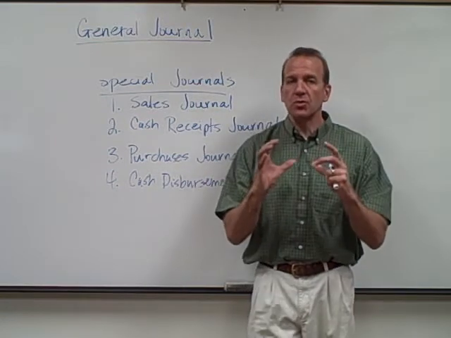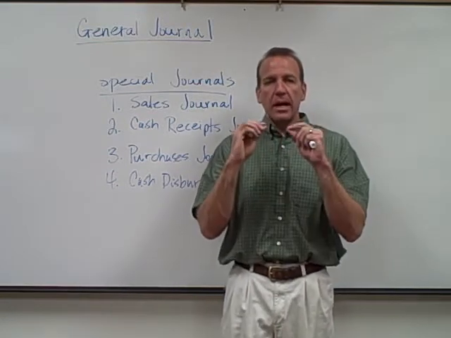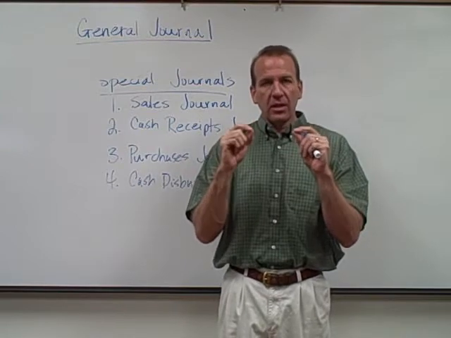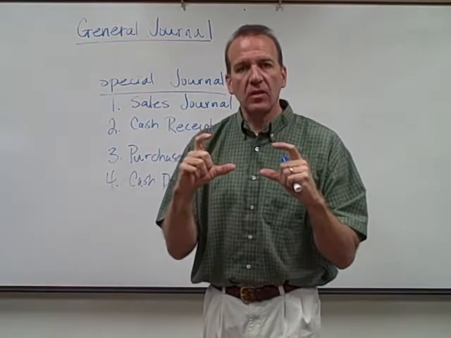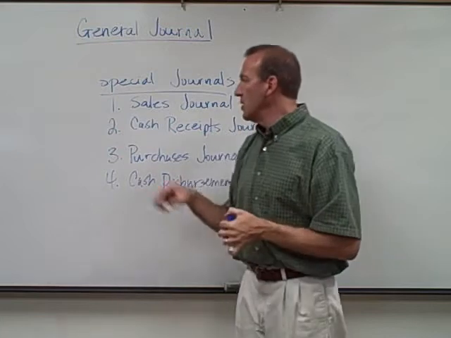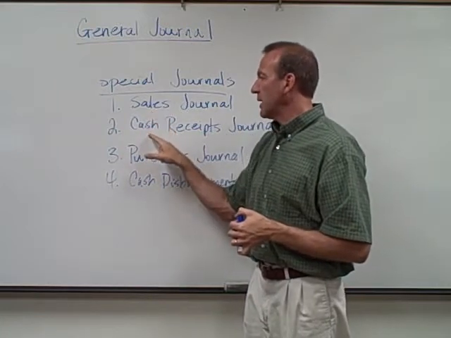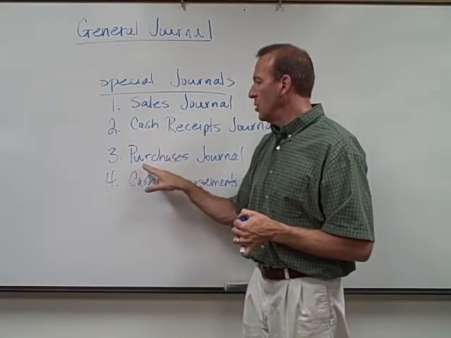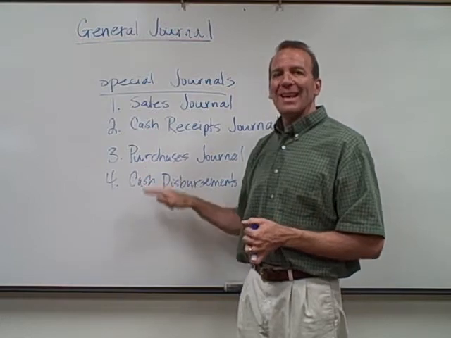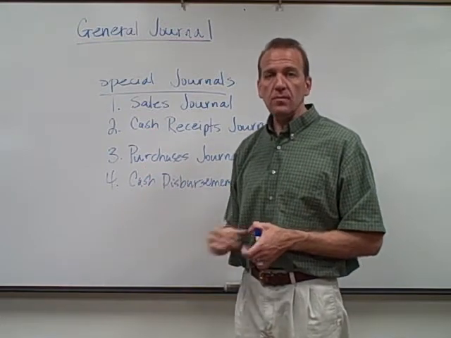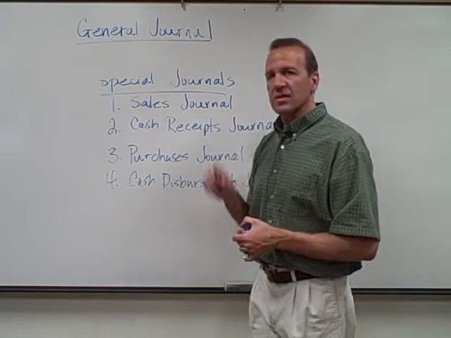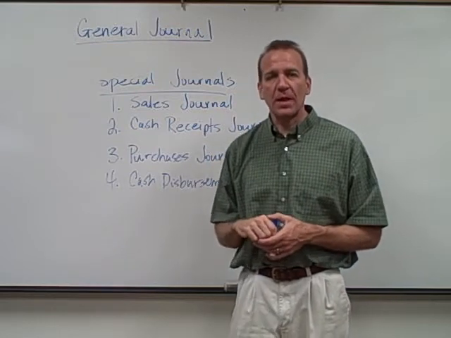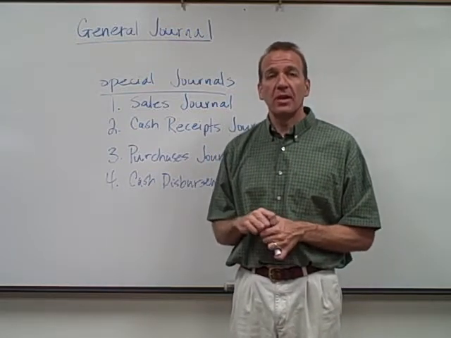So each one of these special journals is very particular. It has specific things that it tracks. So this is credit sales, cash coming in, credit purchases, and cash going out. And we're going to look at examples of some of these in the next videos. So that's the special journals, and good luck.